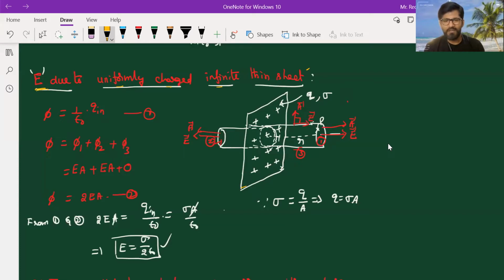Now, to find the electric field due to this sheet at some point P, which is at a distance R, we have to construct a Gaussian surface, a surface which should enclose some charge. For that purpose, to find the field here, we are considering symmetrically the other side also a point which is at the same distance, and we have considered a surface which encloses some charge here.